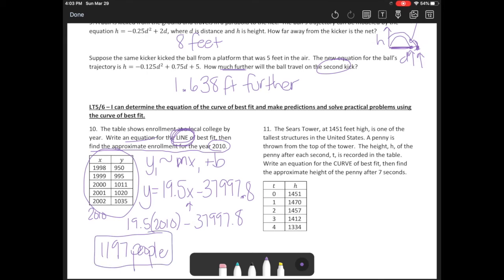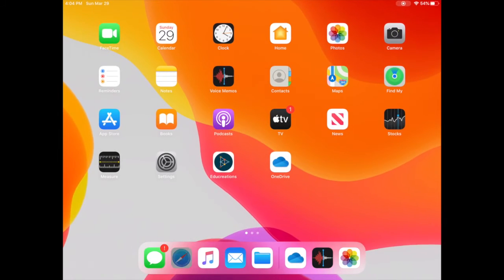Okay. Now, looking at number 11, it says the Sears Tower at 1,451 feet high is one of the tallest structures in the United States. A penny is thrown from the top of the tower. The height, h, of the penny after each second, t, is recorded in the table. Write an equation for the curve of best fit, and then find the approximate height of the penny after 7 seconds. So let's go back to Desmos.